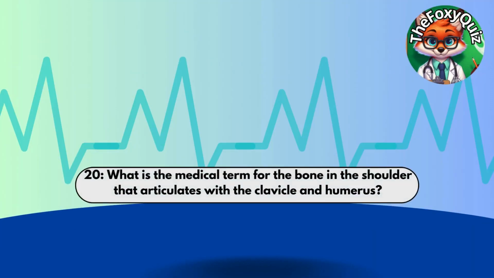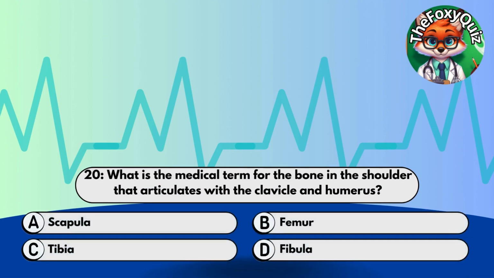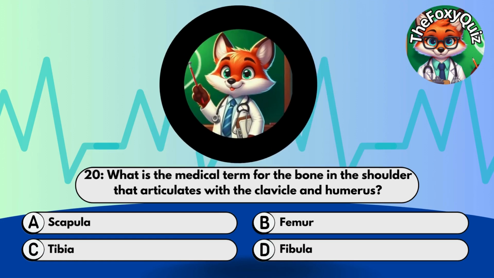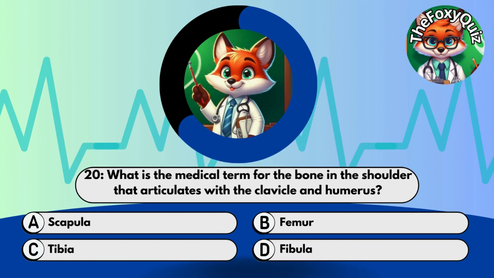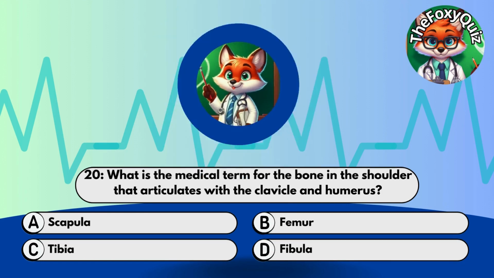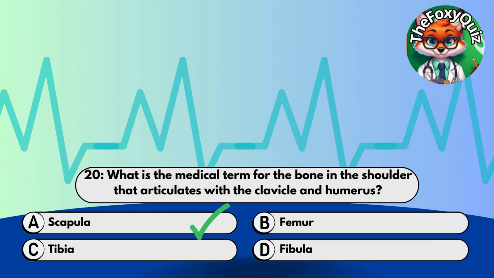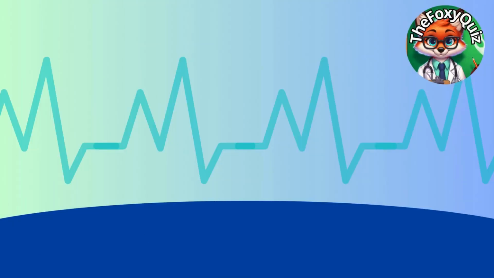Question 20. What is the medical term for the bone in the shoulder that articulates with the clavicle and humerus? A, scapula. B, femur. C, tibia. D, fibula. Answer A, scapula.